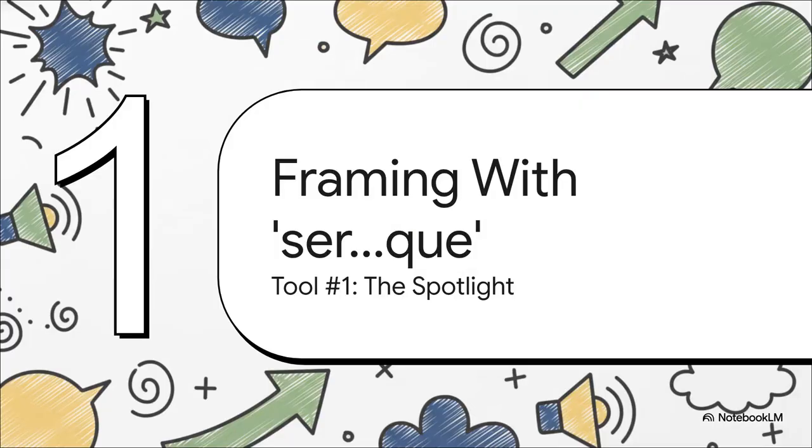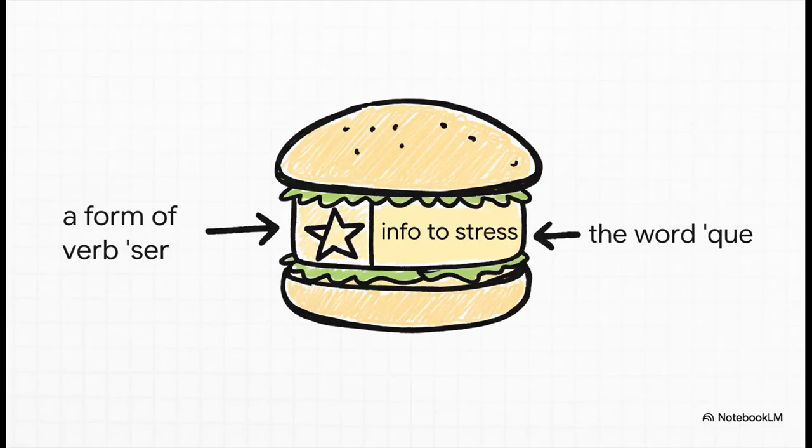Our first tool is the ser que construction. Its entire purpose, its whole reason for being, is to grab one specific piece of information and put a giant flashing spotlight on it. It's basically screaming, hey, pay attention to this part right here. And the best part is, it's surprisingly simple to use. All you do is find the piece of the sentence you want to emphasize, and you literally sandwich it between a form of the verb ser, like é or foi, and the word que. Let's see how it works.